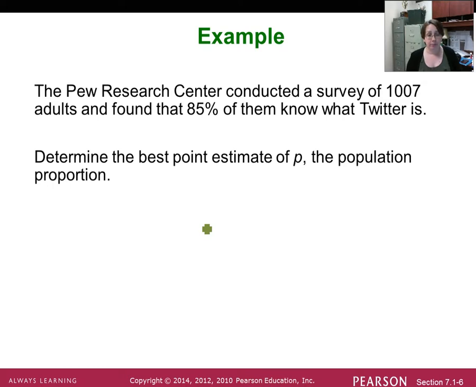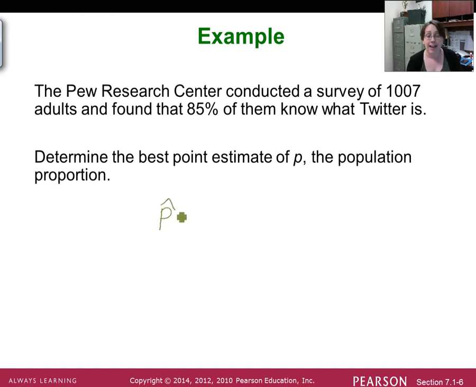Alright, so here's an example. The Pew Research Center conducted a survey of 1,007 adults and found that 85% of them know what Twitter is. Determine the best point estimate of p. Now remember, p is the population proportion. What we have up above was a sample. From a sample survey of 1,007 adults, we found 85% of them know what Twitter is. So if we wanted to estimate the proportion of the population, what would be the best point estimate?